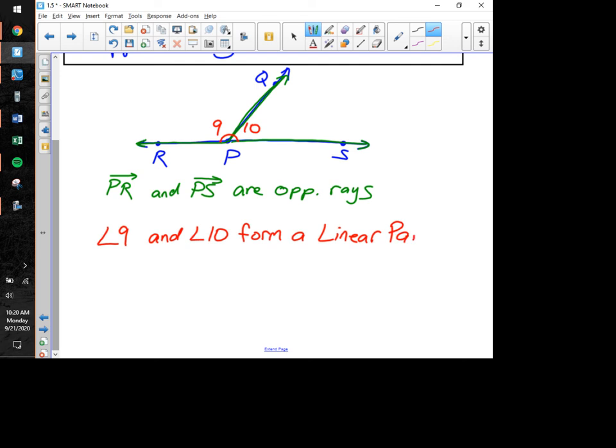Really simple, guys. Pair means two, linear means line. So when you look at this diagram, when you see two angles right next to each other that together make a straight line down here on the bottom, what am I looking for? Here we go. That they make a straight line down there on the bottom, everybody, that's what linear pair means. Two angles that make a line.